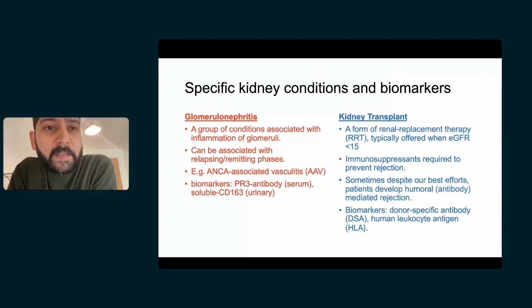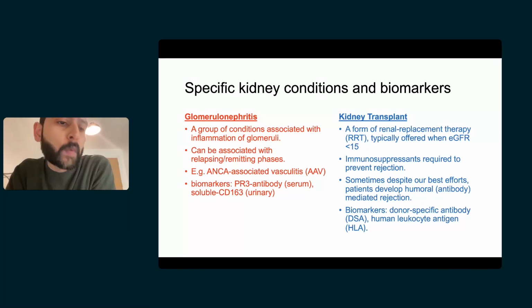Just a bit more about some of the specific kidney conditions, because I'll be talking about this later on. Glomerulonephritis, as I mentioned, is associated with inflammation of the filtering units of the glomeruli in the kidney. It can be associated with a relapsing, remitting pattern. ANCA-associated vasculitis or lupus nephritis are 2 such conditions that can cause a glomerulonephritis.